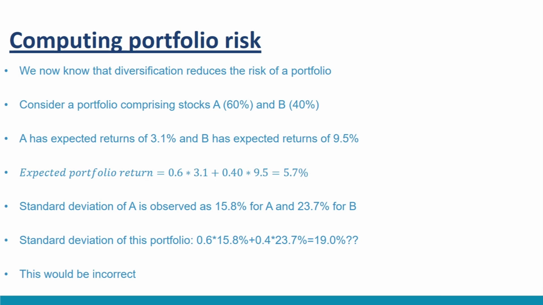Calculating the expected returns is very intuitive and easily done. However, computing the risk of the portfolio is not as easy. In the past, the standard deviation is observed as 15.8% for stock A and 23.7% for stock B. If you think that the standard deviation of this portfolio is simply the weighted average of the two stocks, that is 0.6 times 15.8% plus 0.4 times 23.7%, equal to 19%, this would be incorrect. As a special case, only if the prices of the two stocks moved in perfect lockstep would this computation be true. For any other case, the diversification, as we see shortly, will reduce the risk below this figure.